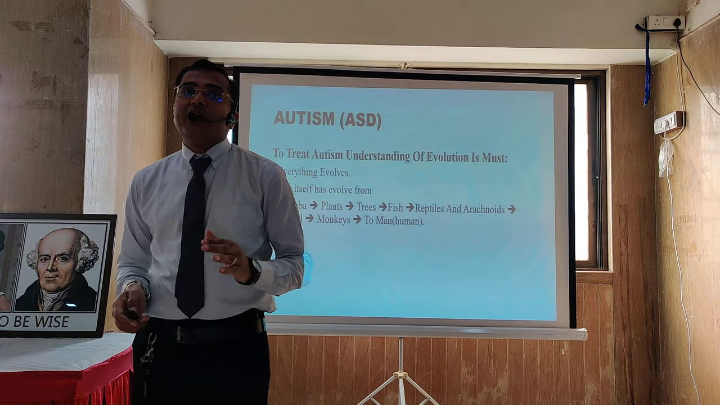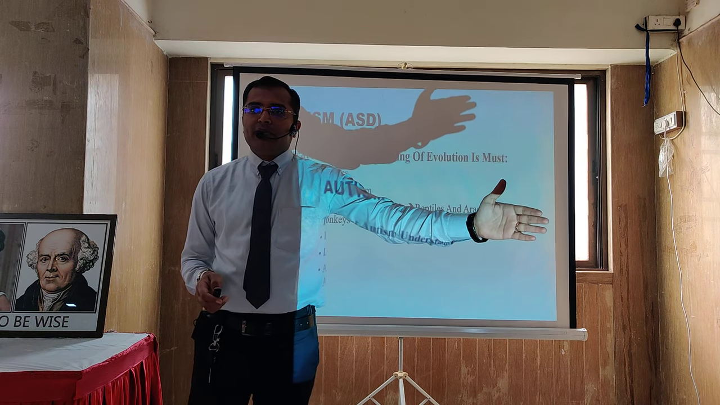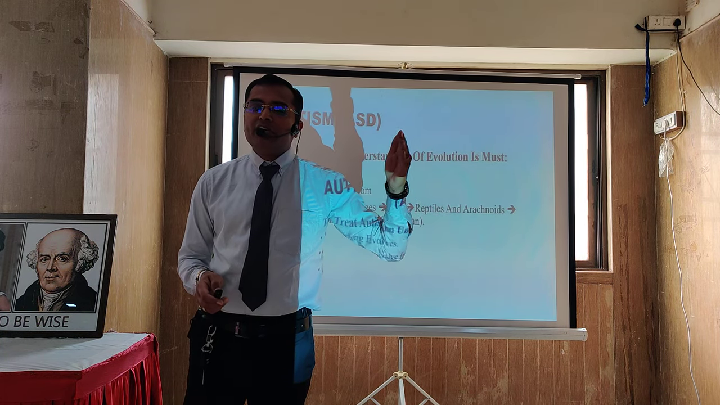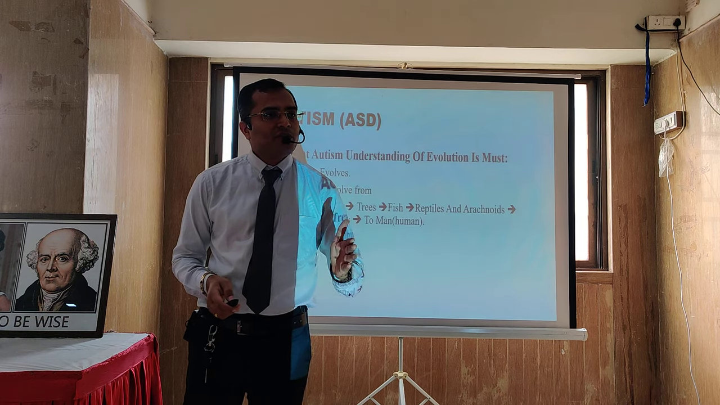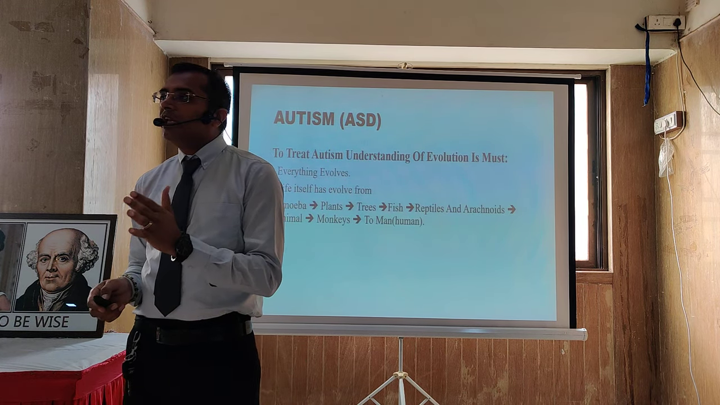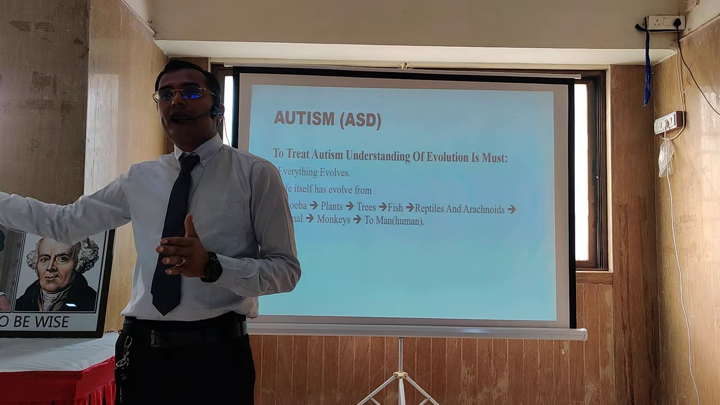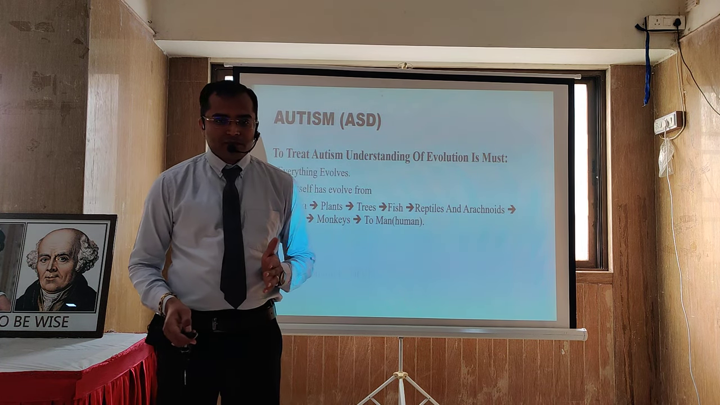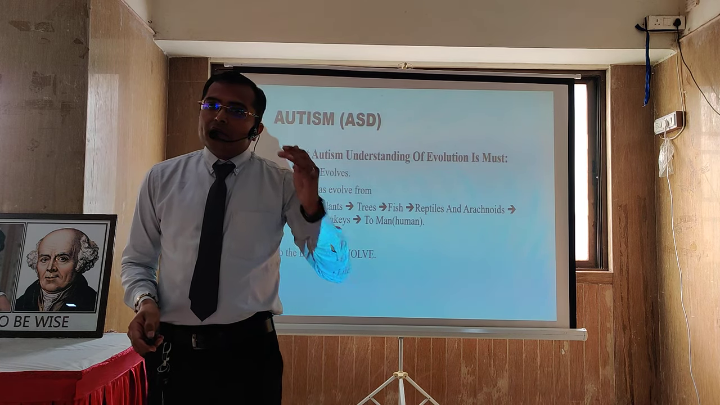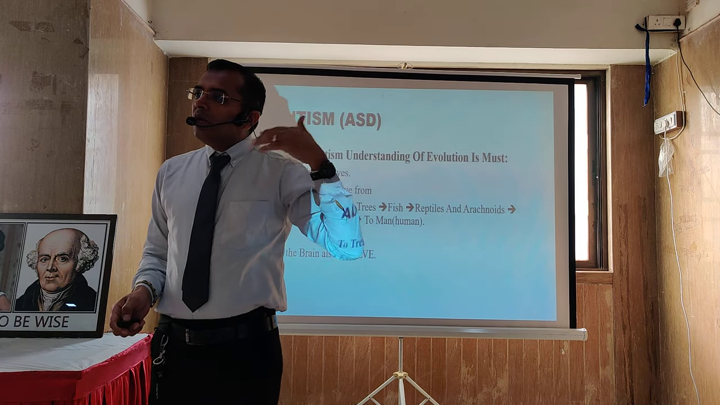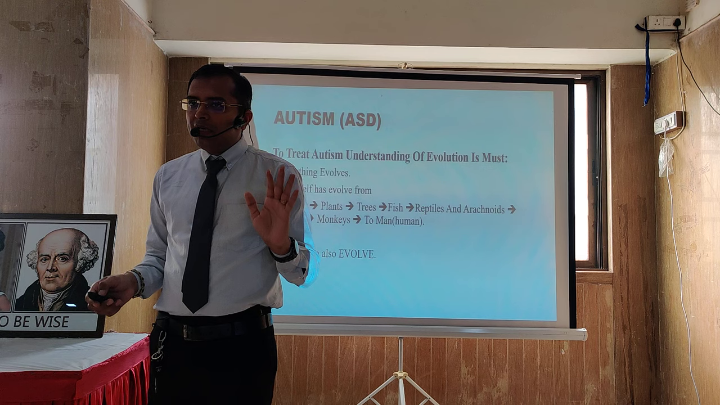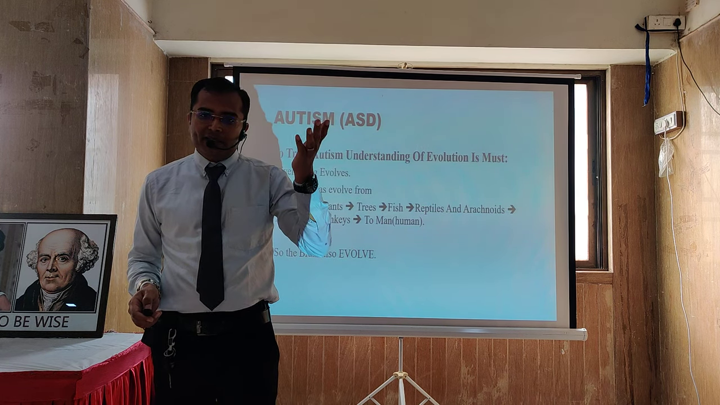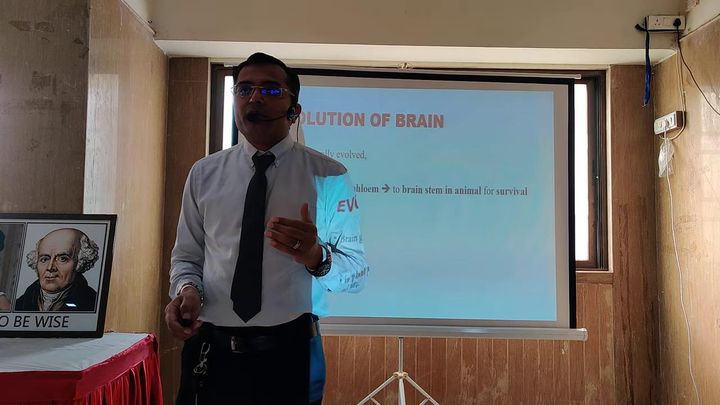So we need to find out where the child is stuck, either in the plant phase, the tree phase, the fish phase, the reptile phase or the animal phase, and then they come into the human behavior patterns. Okay. So life has evolved, so the brain also evolved ultimately. So we need to understand the brain. How did the evolution of the brain start?